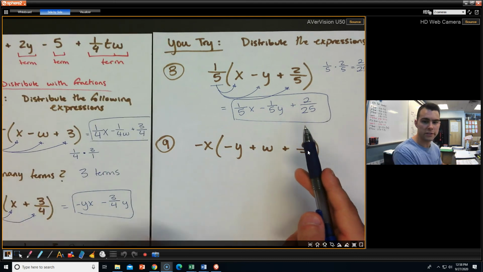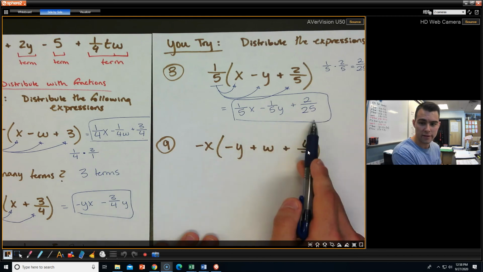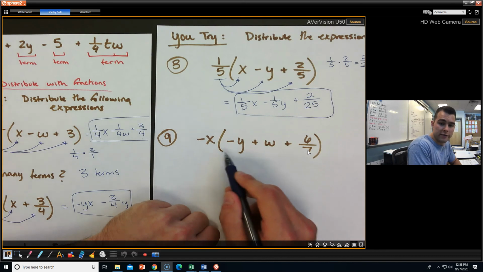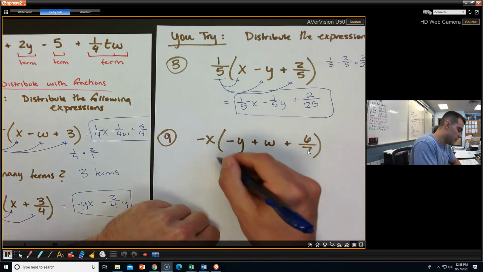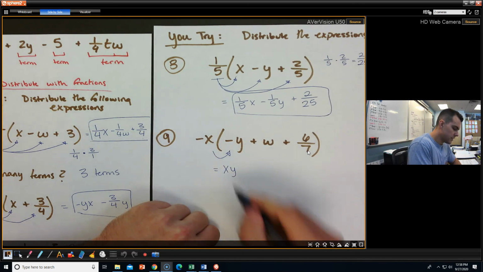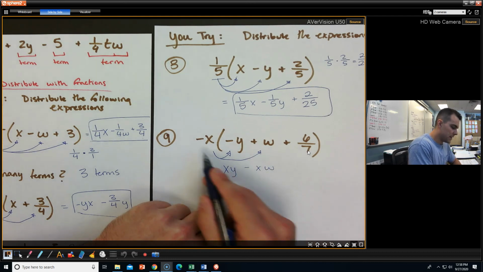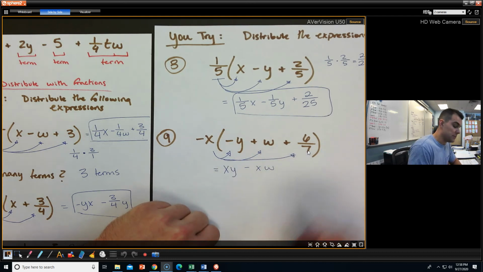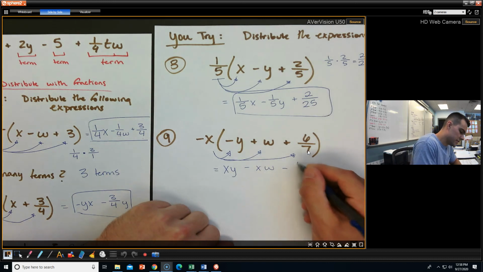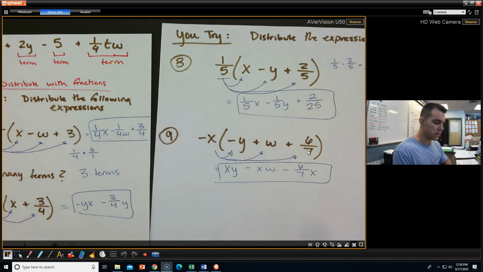Maybe you're starting to see the pattern that however many terms we have in here, that's however many we're going to end up with. And if you did, good recognition. And then number 9, we have a negative x times a negative y. That's just going to give you a positive xy. Negative x times positive w is negative xw. Negative x times a positive 6/7 is negative 6/7 x. And we have 3 terms in that one.